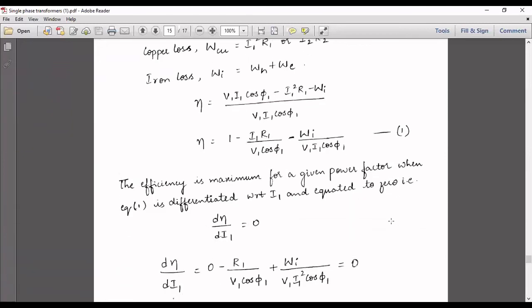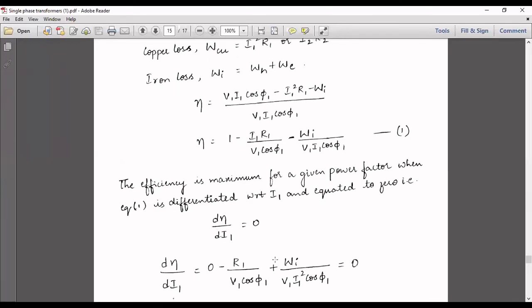The efficiency is maximum for a given power factor when equation 1 is differentiated with respect to I1 and equated to 0, that is, d eta by dI1 is equal to 0. This is the condition for maximum efficiency. So now consider equation 1 and differentiate with respect to I1. The differentiation of 1 with respect to I1 will be 0 because it is a constant. Minus R1 by V1 cos phi 1 is a constant term, and its differentiation with respect to I1 gives minus R1 by V1 cos phi 1.